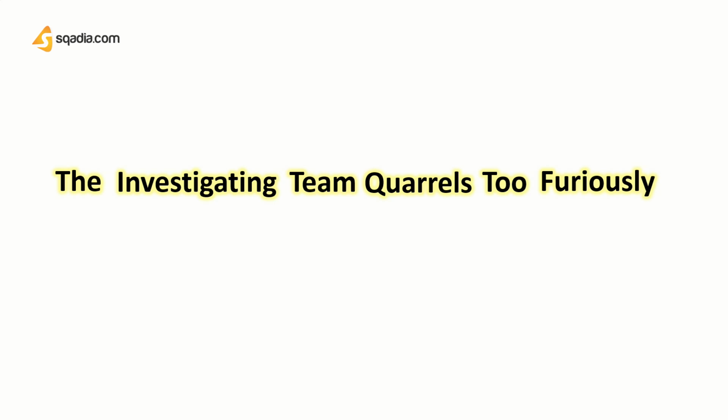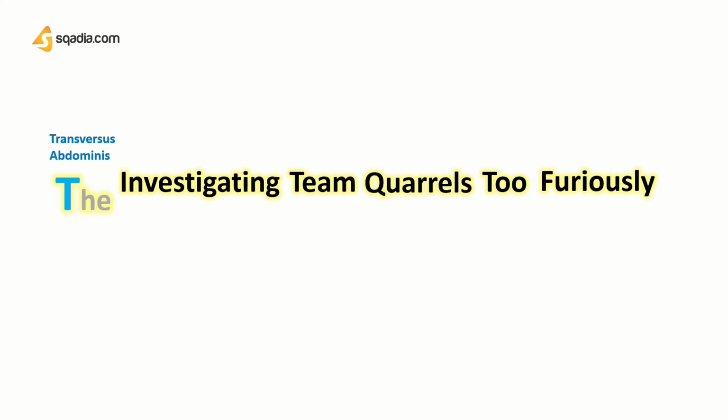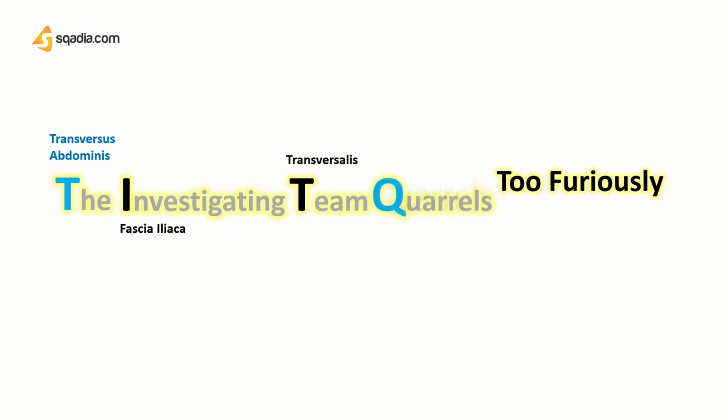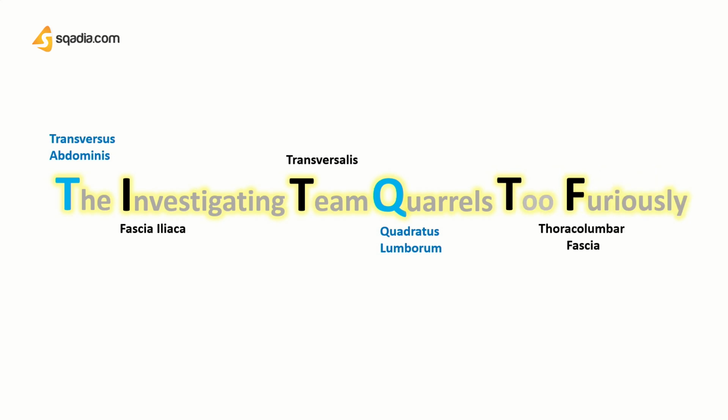The T stands for transversus abdominis. I stands for iliaca, which is basically the fascia iliaca. T stands for fascia transversalis. Q stands for quadratus. And lastly, the T and the F stand for the thoracolumbar fascia. Super easy and much needed to grasp that chunk of information.